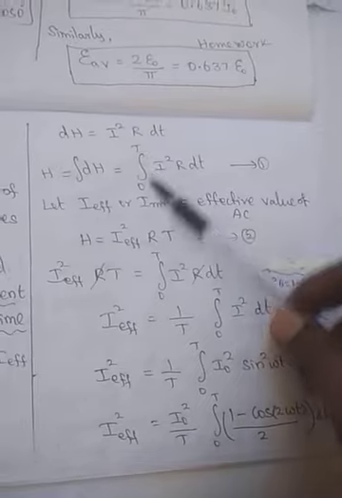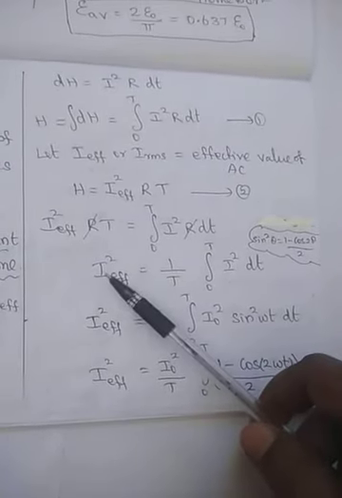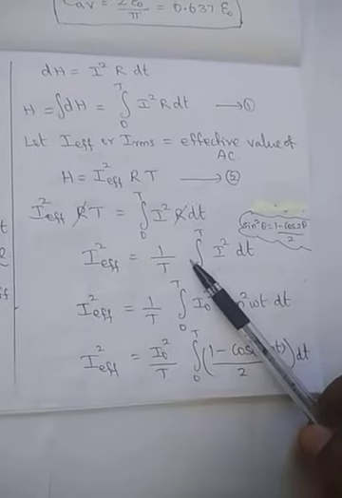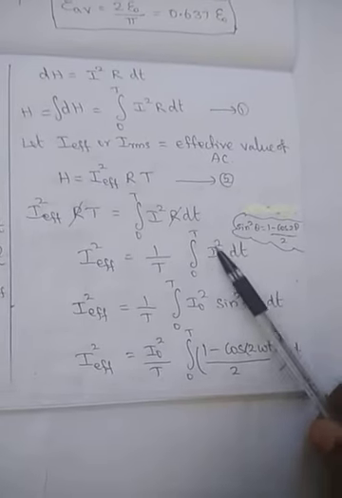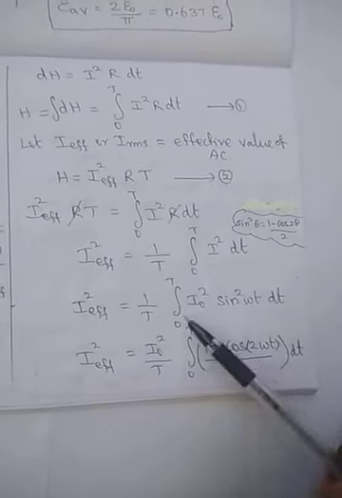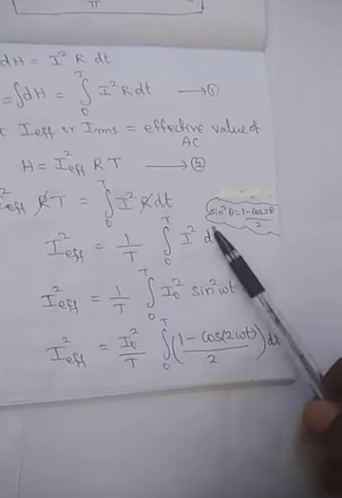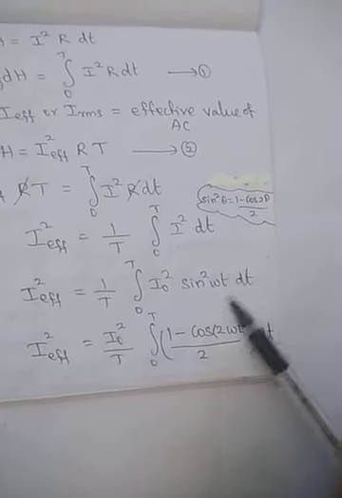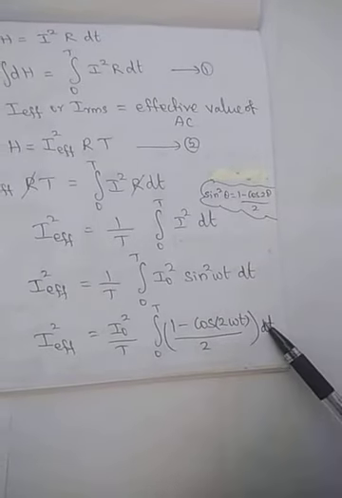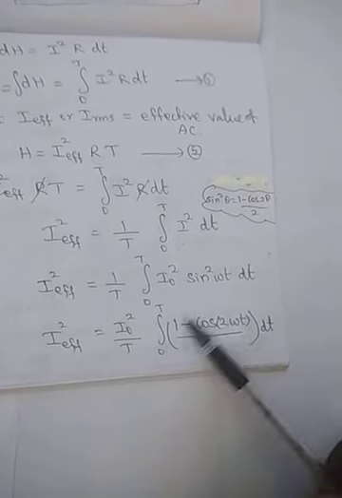Why do we have to put 0 to T? Because now we are calculating the current value for the total complete cycle. So R gets cancelled. I effective squared is equal to 1 by T integral 0 to T of I squared dt. What is the I value? I naught sin omega t. So I squared is I naught squared sin squared omega t. I naught squared will be taken outside. Sin squared theta is equal to 1 minus cos 2 theta by 2, so 1 minus cos 2 omega t by 2 into dt. Now we take the 2 commonly outside, then integrate both the terms separately.